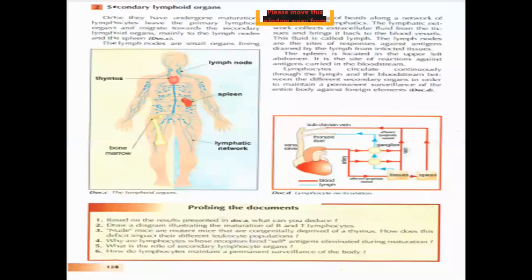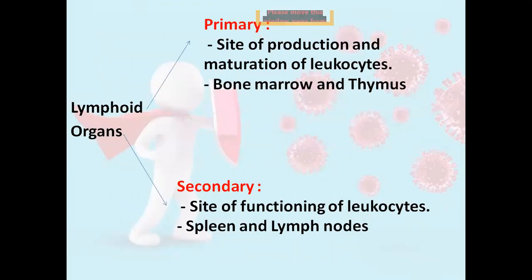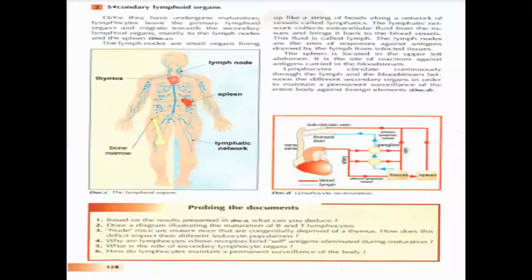Part 3. They said part 2 already, we drew the diagram. We're going to talk about this. Lymphocytes whose receptors bind to self-antigens are eliminated. Whenever they bind to a self-antigen, they are eliminated. Why? Because they would cause an autoimmune disease. This gives me something called autoimmune disease.